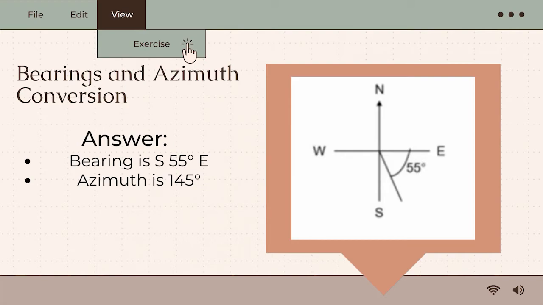When given the bearing and looking for the azimuth, it is important to take note of our knowledge in angles and that we should start at the reference meridian, which is north. In this example, we can see that the first quadrant is equal to 90 degrees. And since the bearing is south 55 degrees east, we can add 90 degrees and 55 degrees to get the azimuth of 145 degrees.